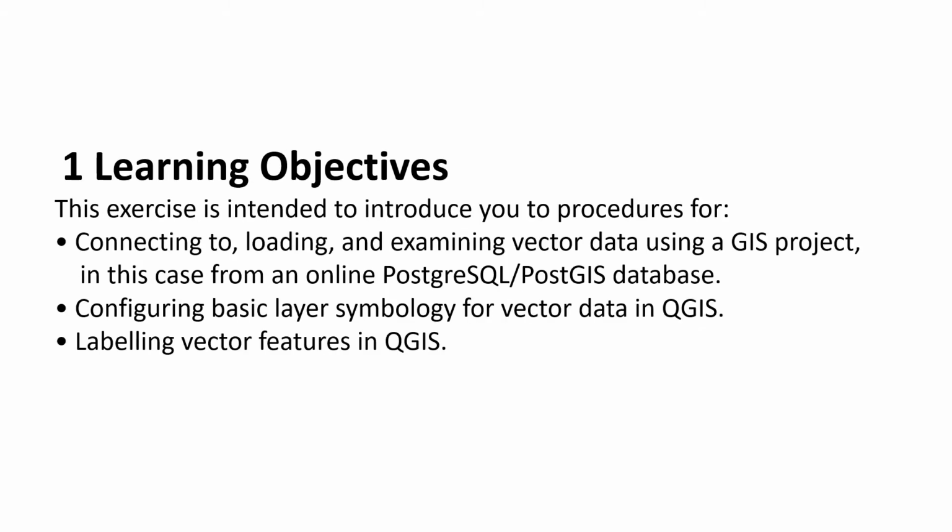This exercise is intended to introduce you to procedures for connecting to, loading, and examining vector data using a GIS project, in this case from an online PostGIS database, configuring basic layer symbology for vector data in QGIS, and labeling vector features in QGIS.